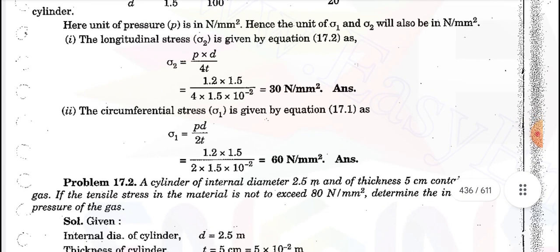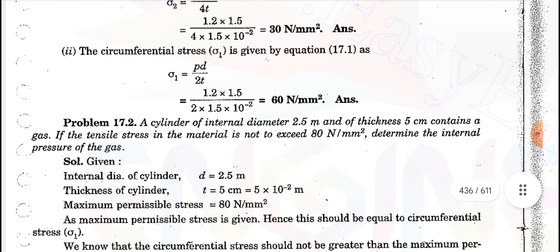Next one is the circumferential stress. The circumferential stress formula is PD by 2T. The pressure value, diameter value, and the thickness value are all given in the sum. Finally, the circumferential stress value is 60 Newton per mm square.